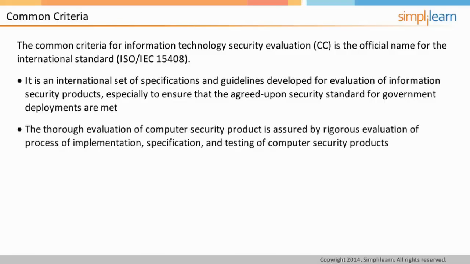The thorough evaluation of computer security products is assured by rigorous evaluation of the process of implementation, specification, and testing of computer security products. This standard is designed to avoid requirements beyond the current state of the art. It presents a hierarchy of requirements for a range of classifications and systems. The Common Criteria are the result of the second major international information security criteria effort following ITSEC. They use ITSEC terms such as target of evaluation and security target. CC supersedes TCSEC and ITSEC. Let us look into the evaluation process of Common Criteria.